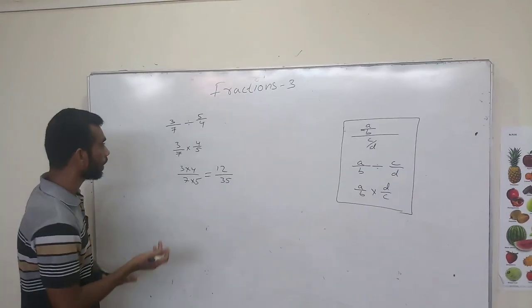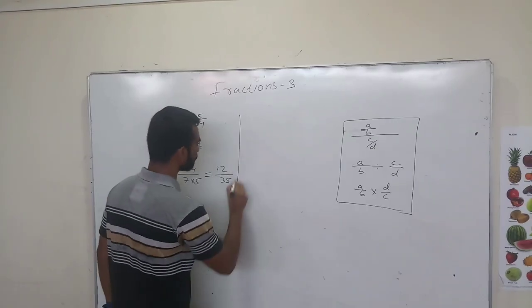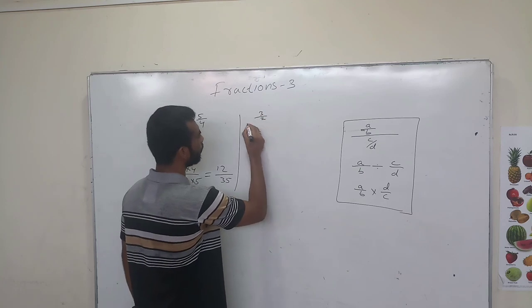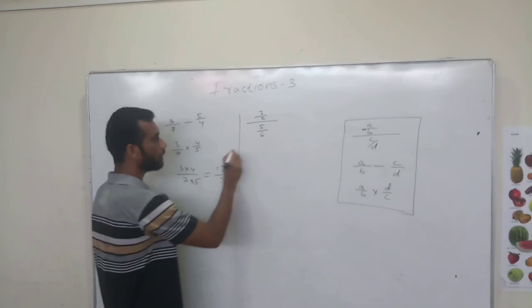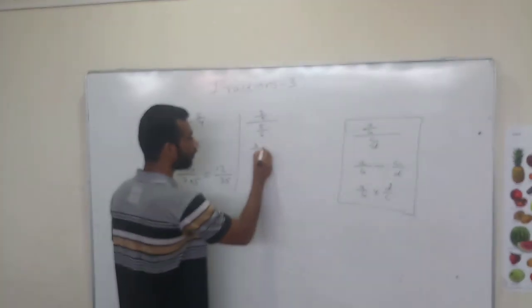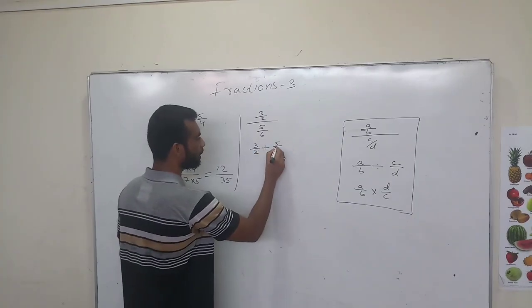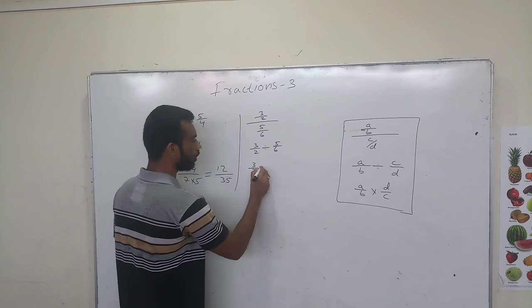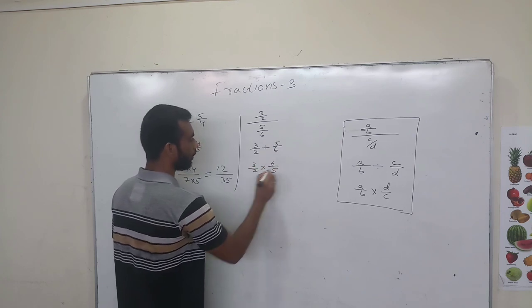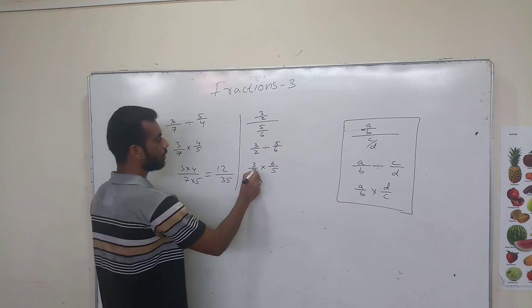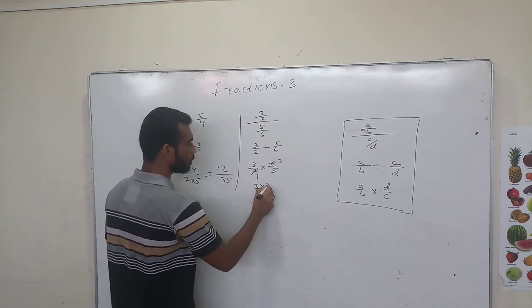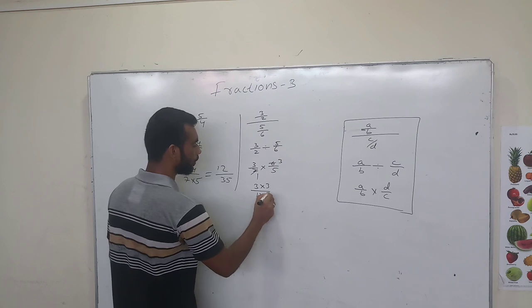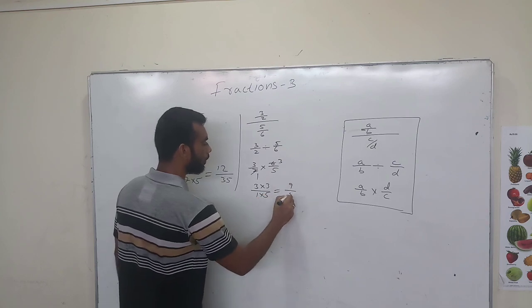Now one more we will see: 3 by 2 divided by 5 by 6. How can we do it? 3 by 2 into 6 by 5. Now 2 1s are 2, 3 3s are 9, so 3 into 3 by 1 into 5. 3 3s are 9, 1 5 is 5.